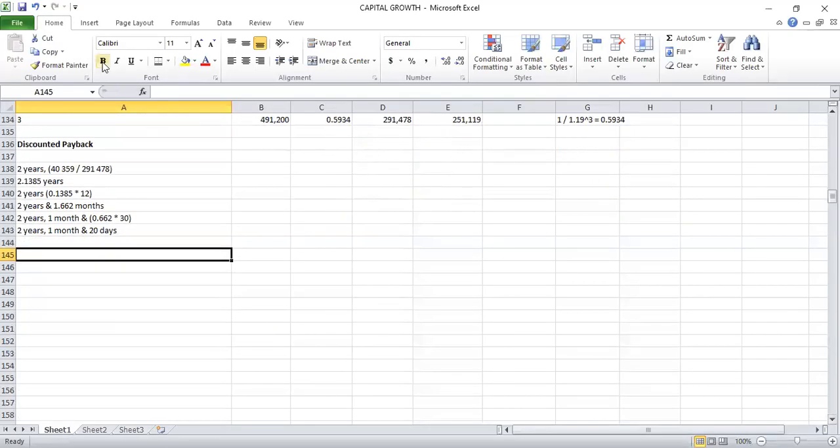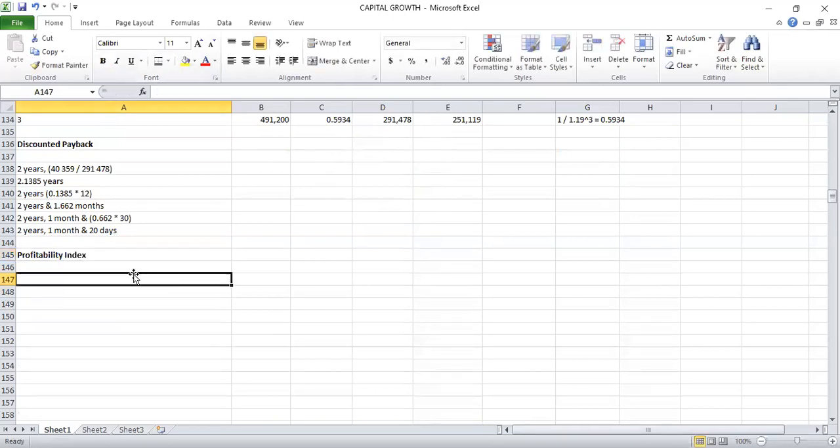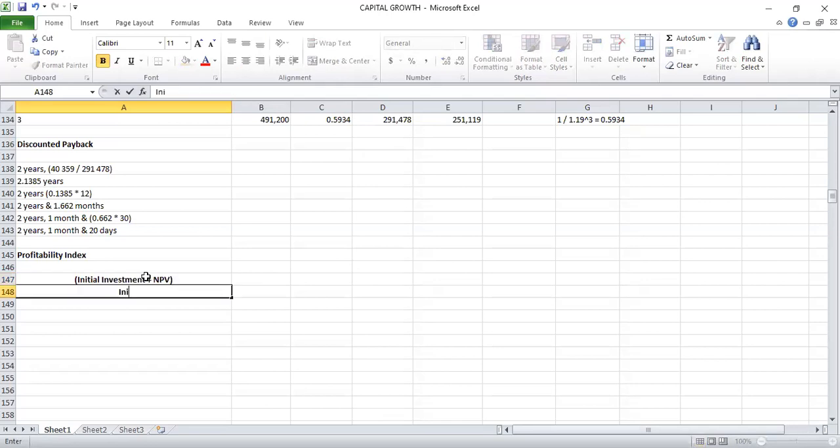You might find that a project can have different cash flows, a different initial investment. So it might be unfair for us to just use the NPV. So we can calculate what we call the profitability index. Now to calculate your profitability index, first of all you have to calculate your NPV. So it will be the initial investment plus your NPV, over your initial investment.